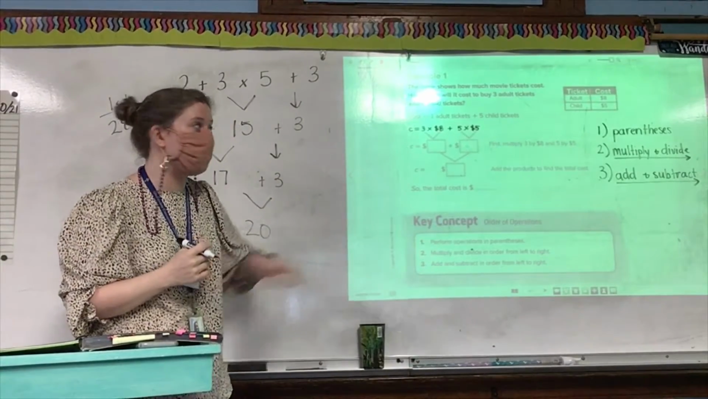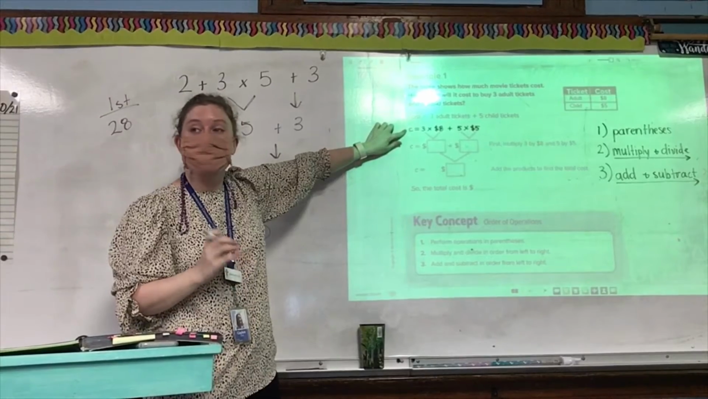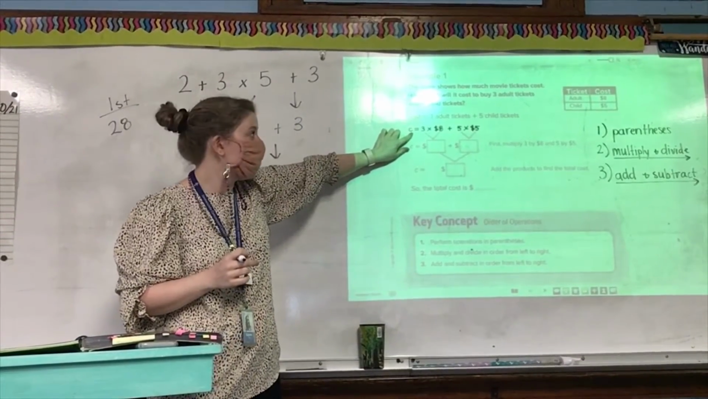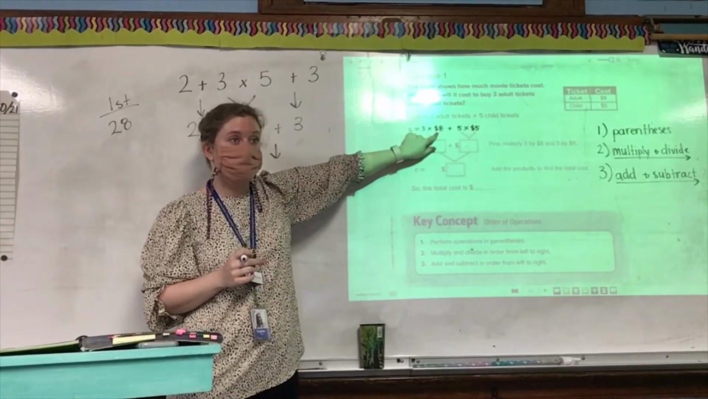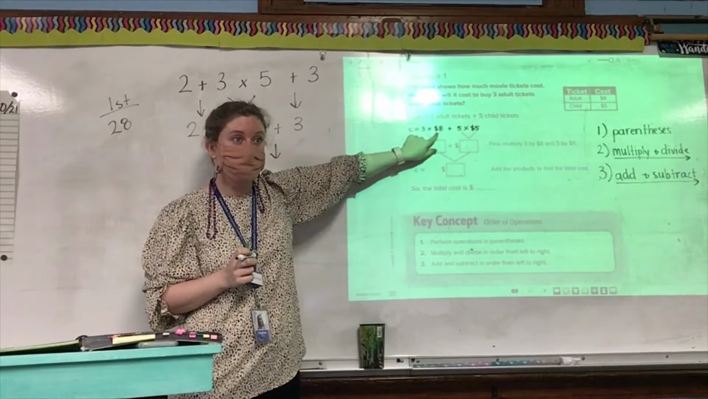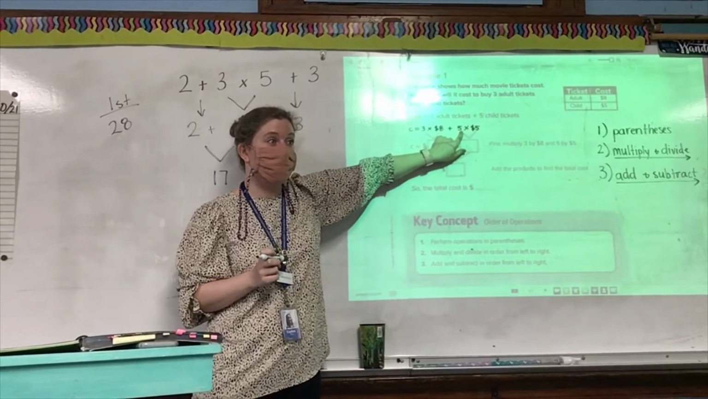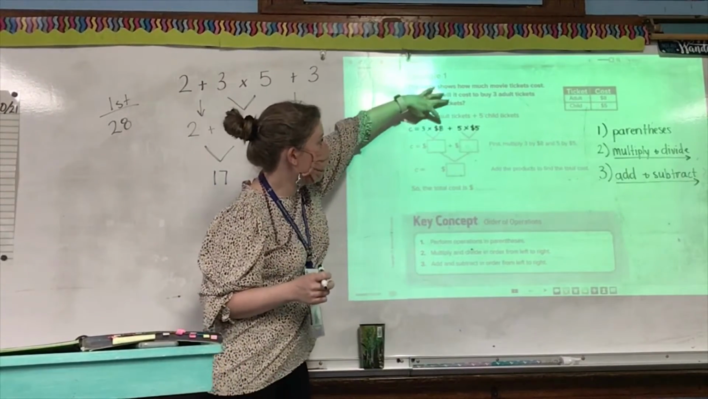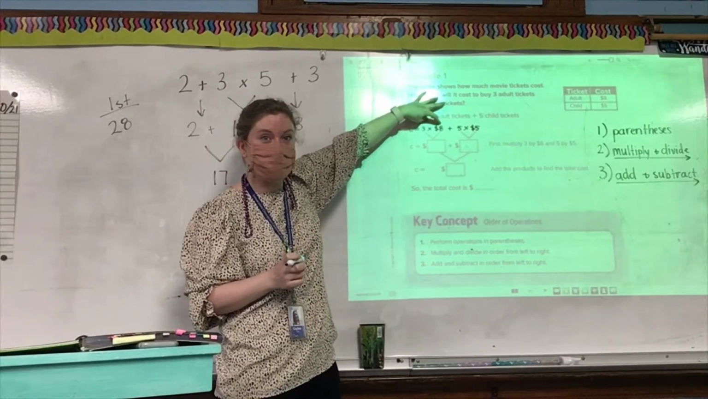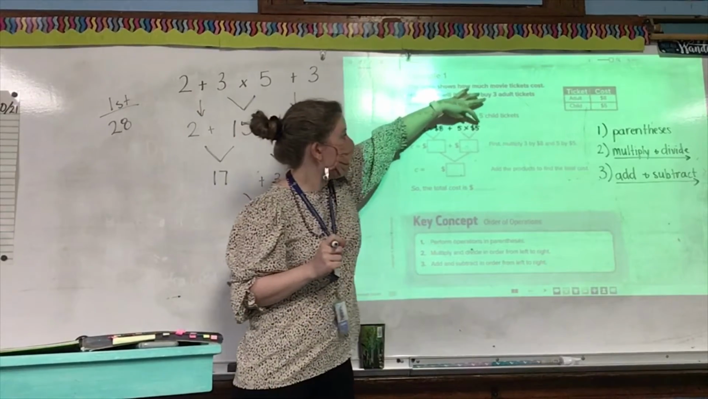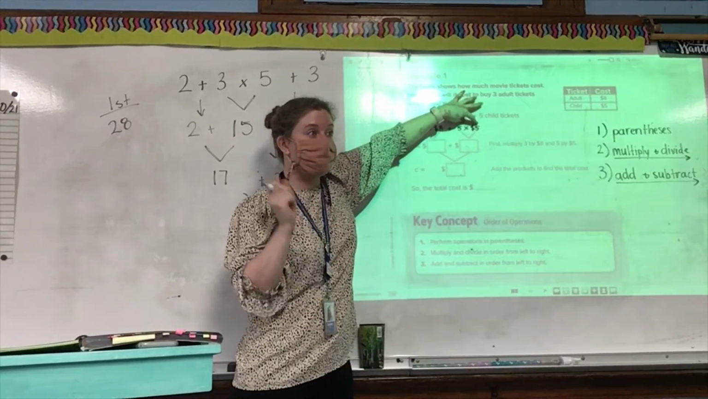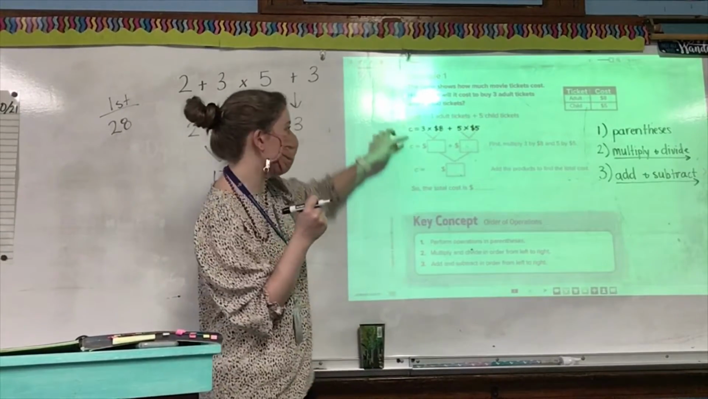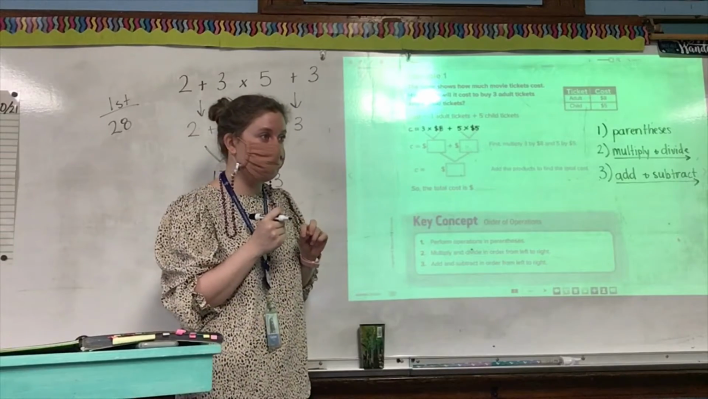So does everybody see where this equation or this expression comes from? The total cost is the 3 adults times their $8 tickets added to the 5 kids times their $5 tickets. This part is going to show us how much the adult tickets cost in all. This part is going to show us how much the children's tickets cost in all. And then we're going to add them together to get the total cost.